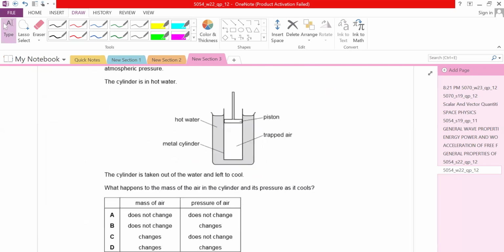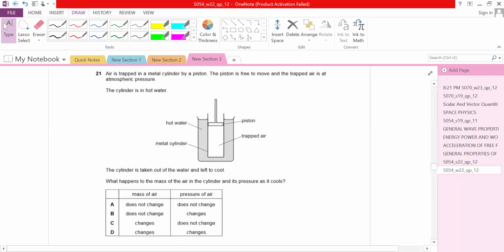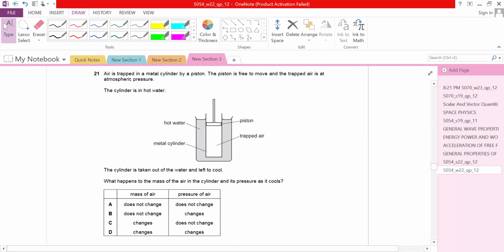Question number 21. Air is trapped in a metal cylinder by a piston. The piston is free to move and the trapped air is at atmospheric pressure, and the cylinder is in hot water. Piston, air trapped, hot water, metal cylinder. The cylinder is taken out of the water and left to cool. What happens to the mass of the air in the cylinder and the pressure as it cools down?